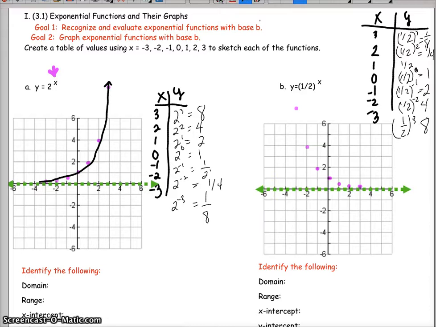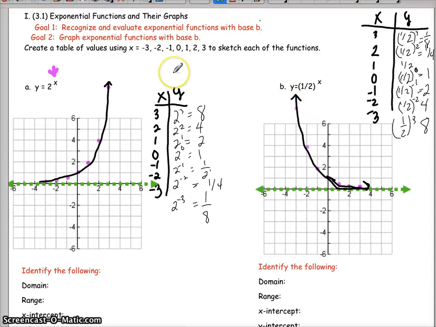And connect our points. So this function is decreasing from -infinity to +infinity. Sorry, that got kind of off right there.